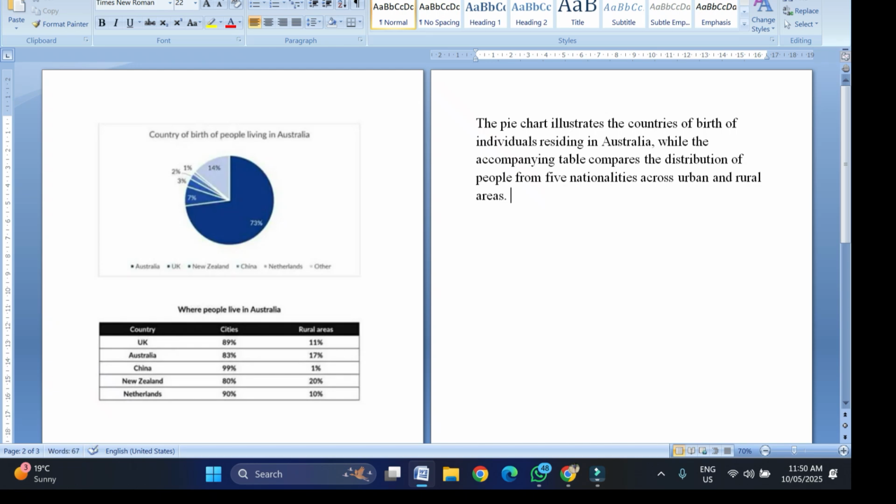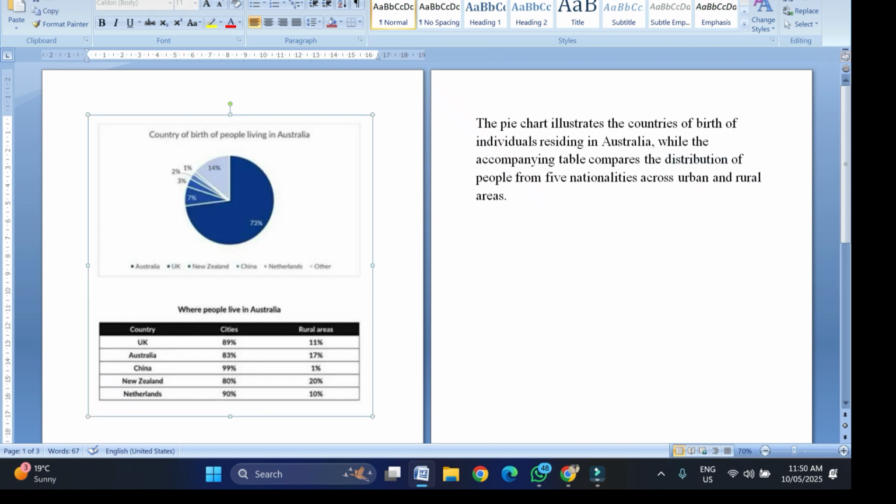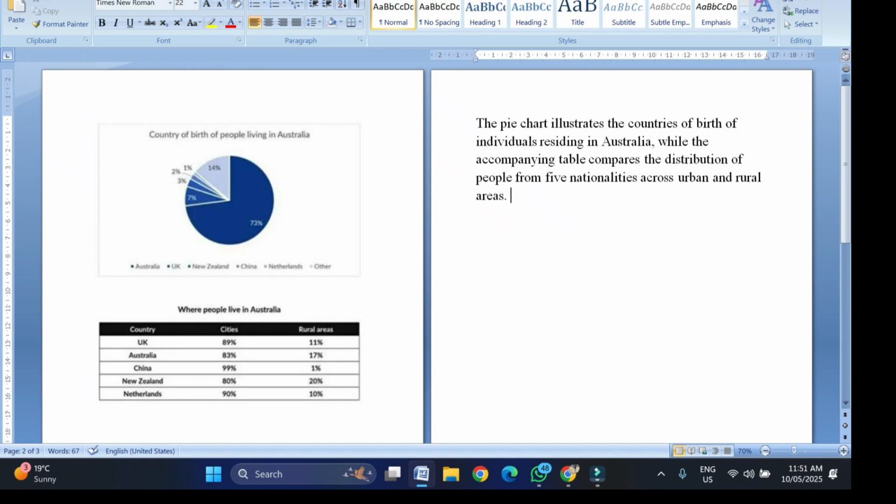So here, why am I using distribution? Because percentage is given. The data is in percentage. Instead of percentage, you can use proportion, distribution. These are the two things. I'm not talking only about this question particularly. You can use these words for any kind of Task 1 where you want to use percentage. Do not repeat words again and again. One word you can't use again and again. So instead of percentage, you can write proportion, distribution like this. So here is our introduction.